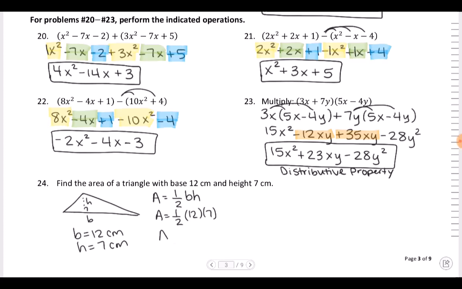And when I solve that, I should get 42, it looks like. And I want to put centimeters squared because you have square units, right? So my area here would be 42 square centimeters. The reason it's square centimeters is because I'm taking centimeters times centimeters, which gives me centimeters squared.